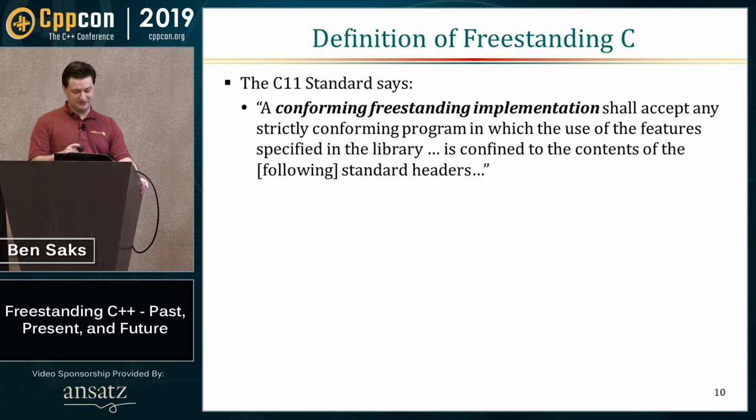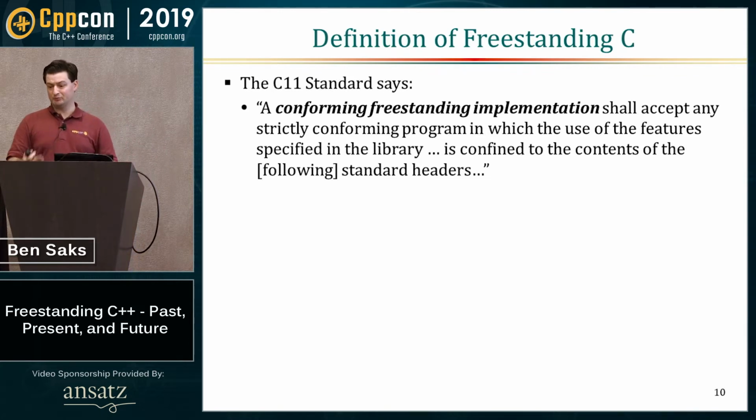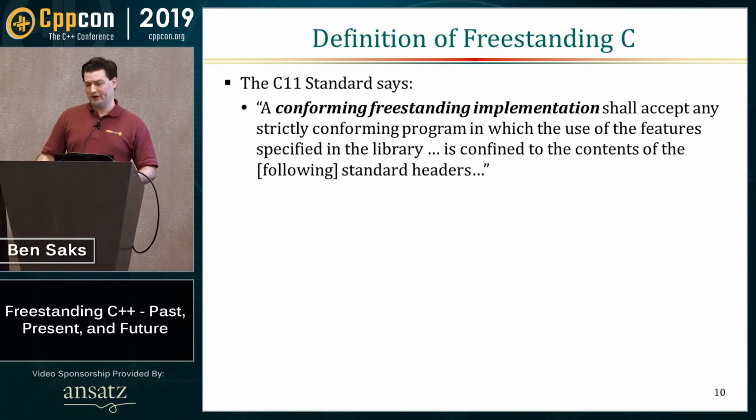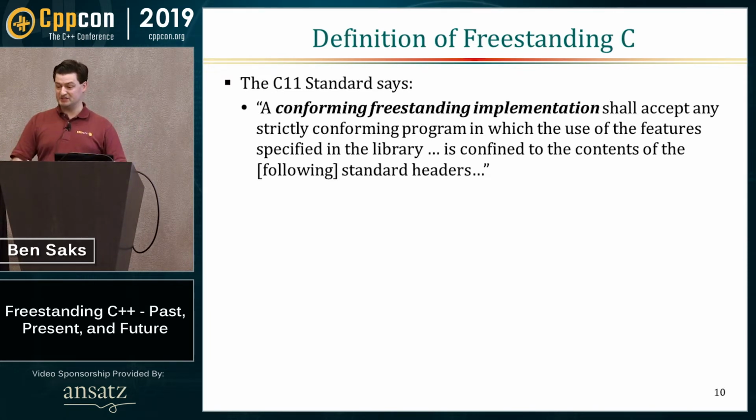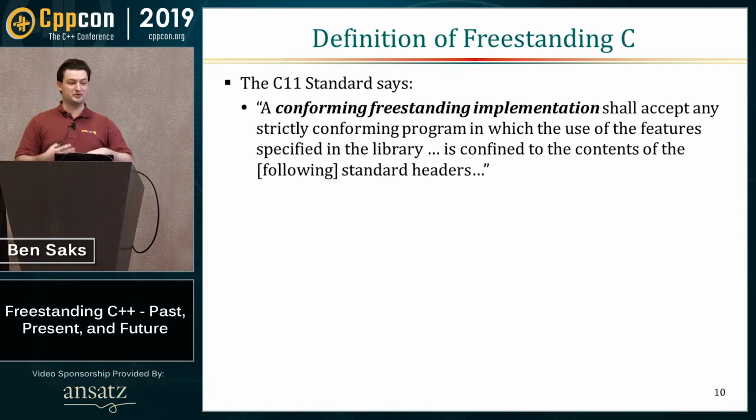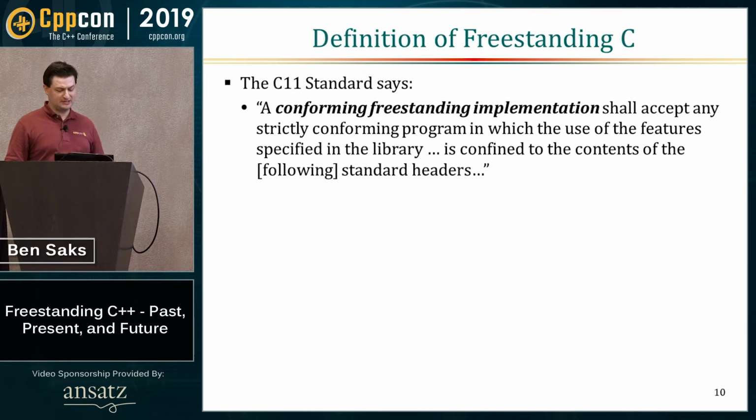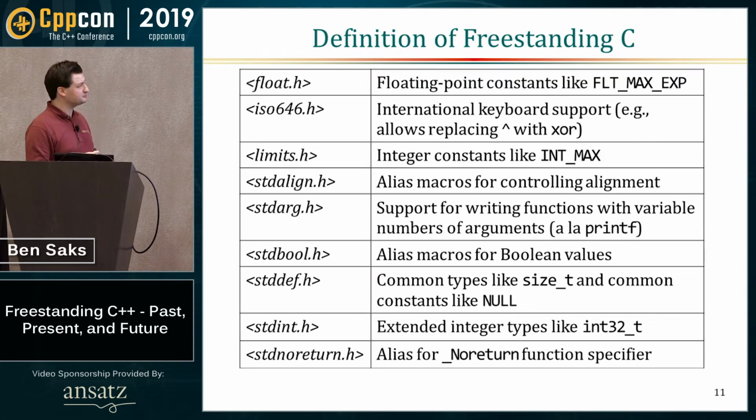So the C11 standard describes it like this. A conforming freestanding implementation shall accept any strictly conforming program, where a strictly conforming program is a program that doesn't rely on compiler-specific extensions or other toolchain-specific features, and doesn't have any platform-specific behaviors that you're relying on. You don't rely on undefined or implementation-defined behavior in the program, in which the uses of the features specified in the library is confined to the contents of the following standard headers. And here's the list of those headers.